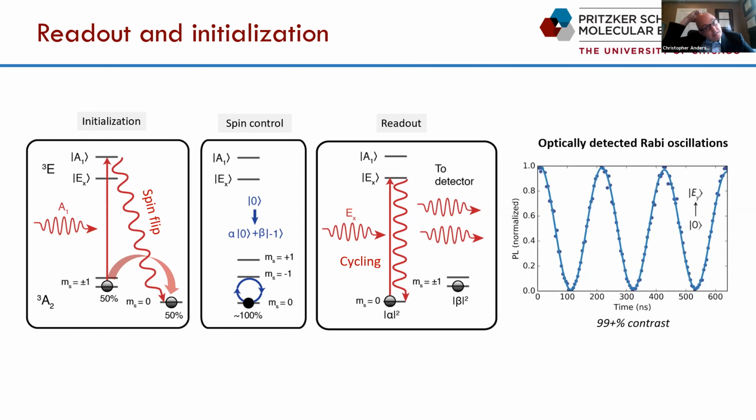And if we combine all of these things together, we can do very high contrast optically detected Rabi oscillations of the system with over 99% contrast, which means the combined errors of our initialization, our control, and our readout are all less than 1%.